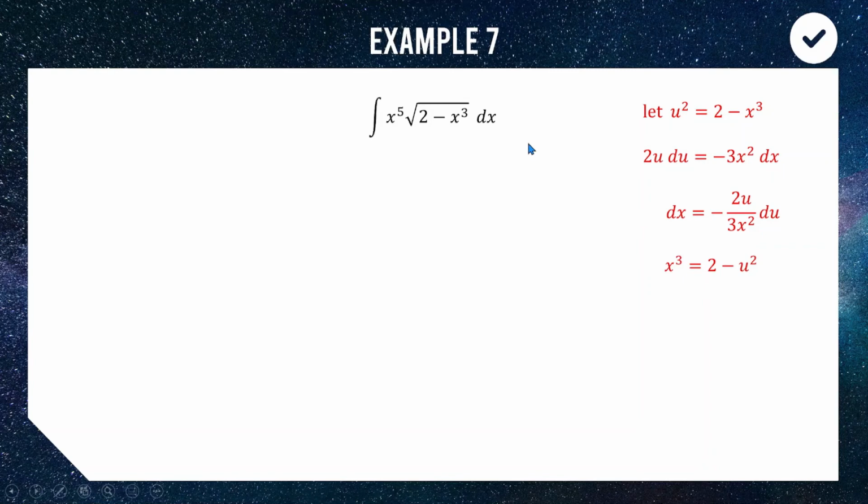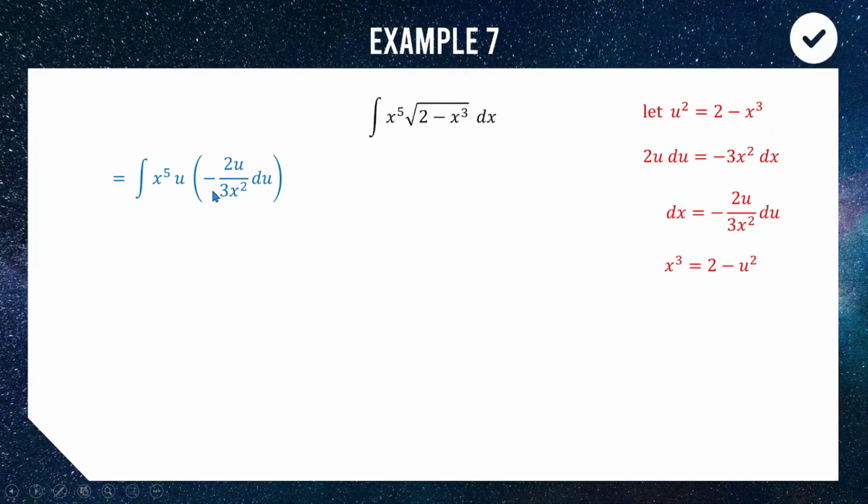Okay, so we have our substitution here. That's our u, because that's equal to the square root of 2 minus x cubed. So that right there was our starting substitution.